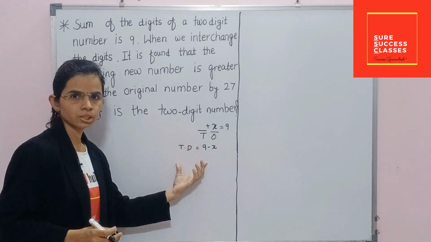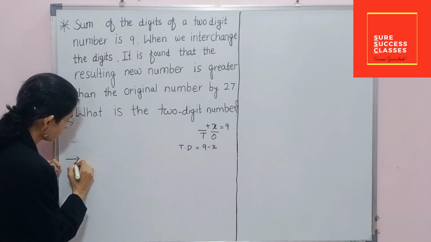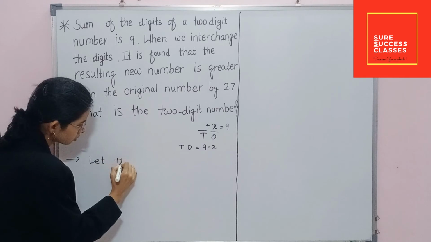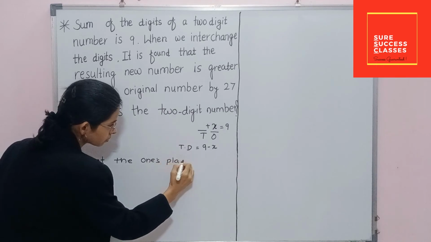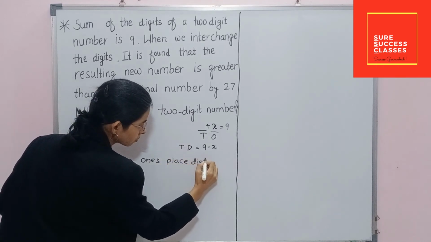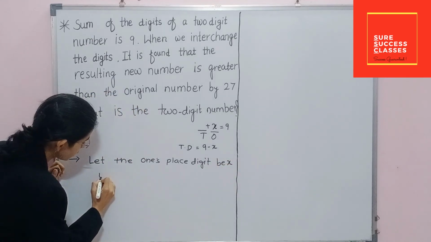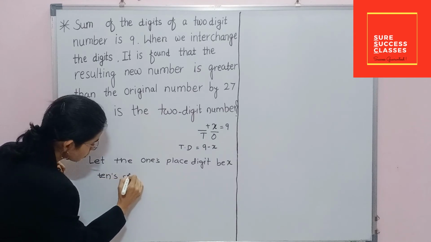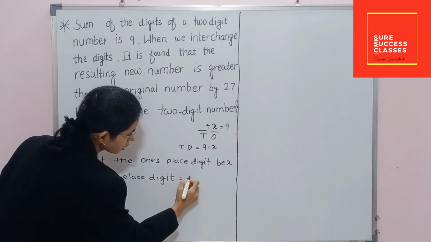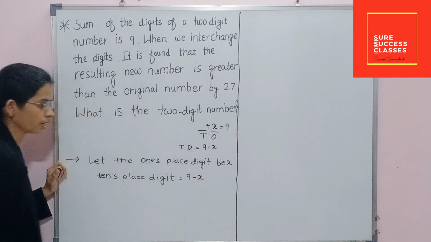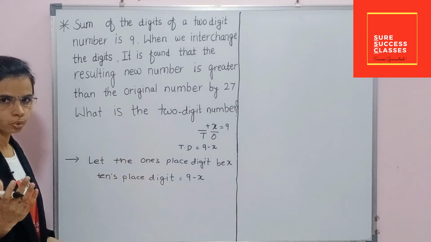With this information we can form our original number. So we will write here, let the ones place digit be x, then tens place digit will be 9 minus x, and with this information we can form our original number.